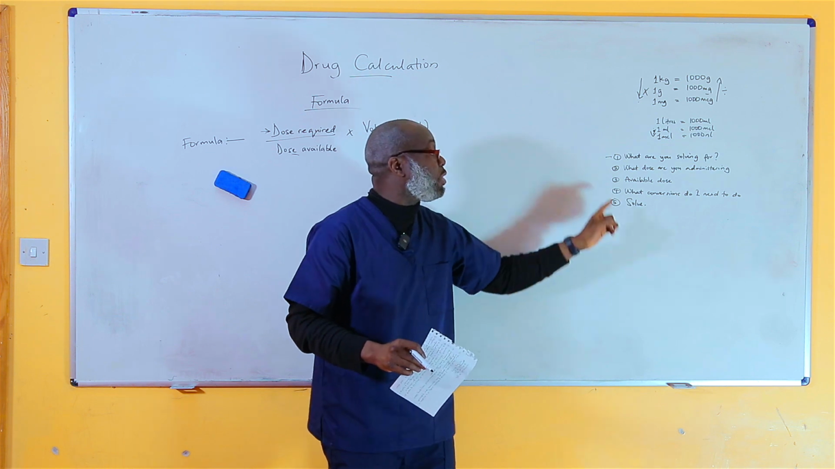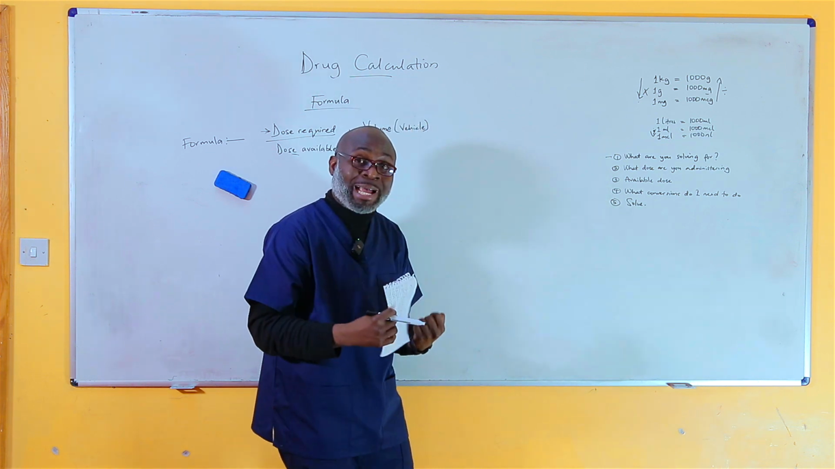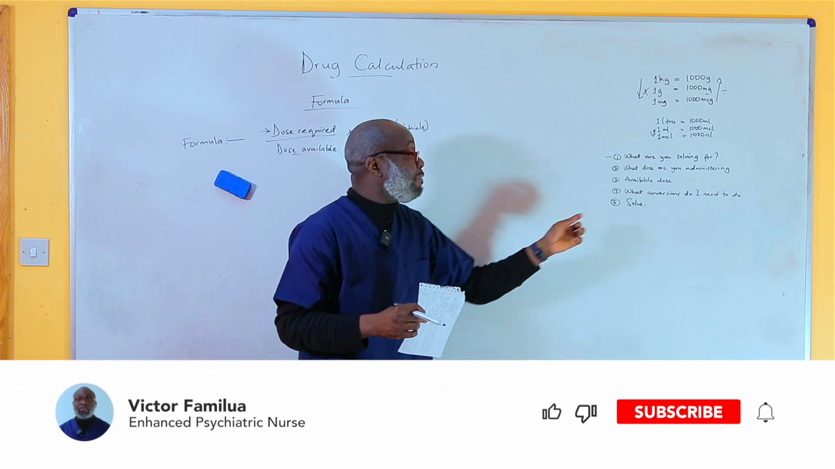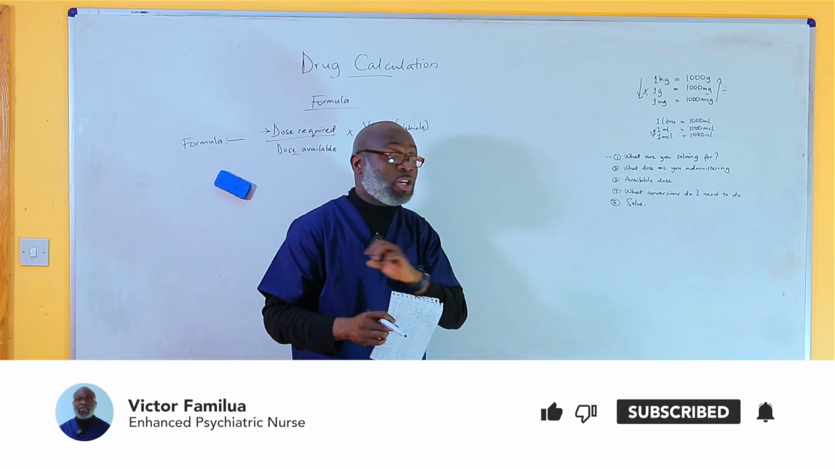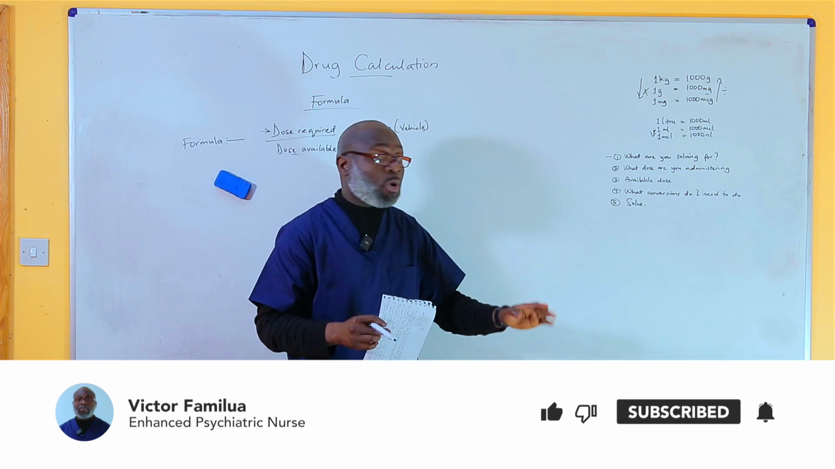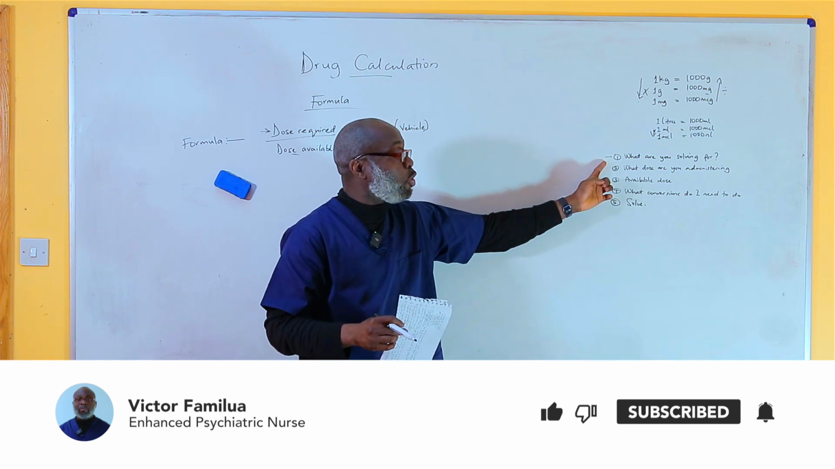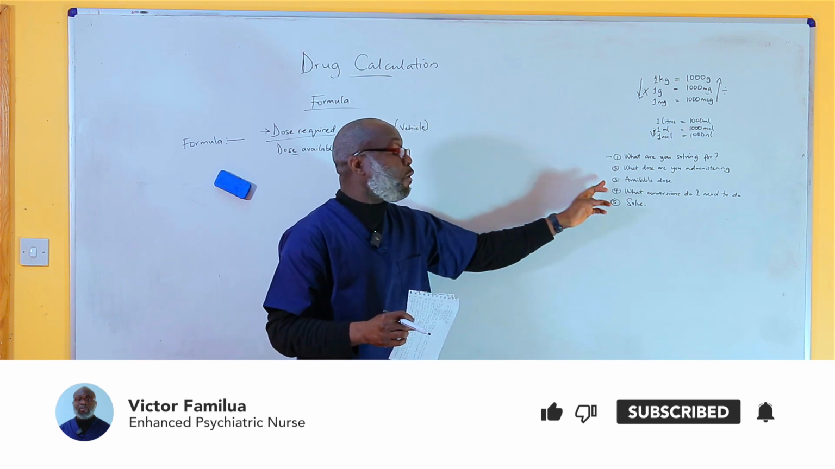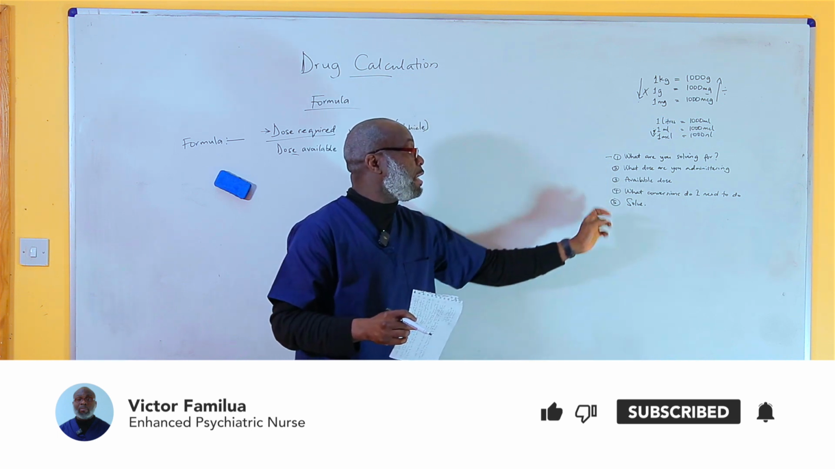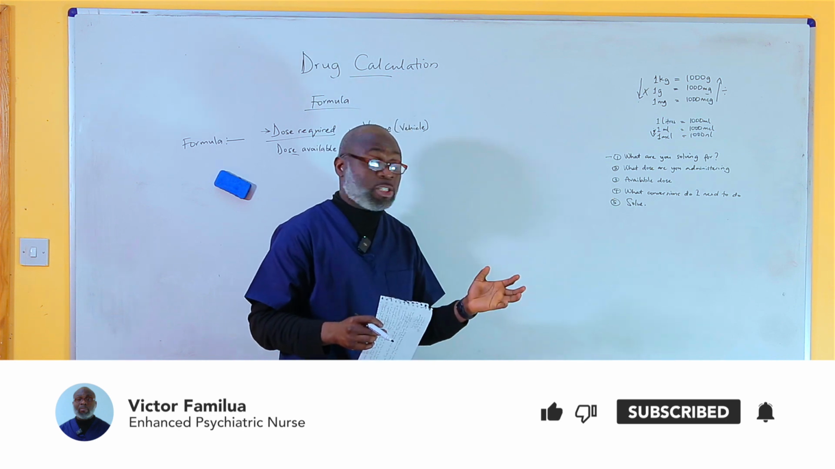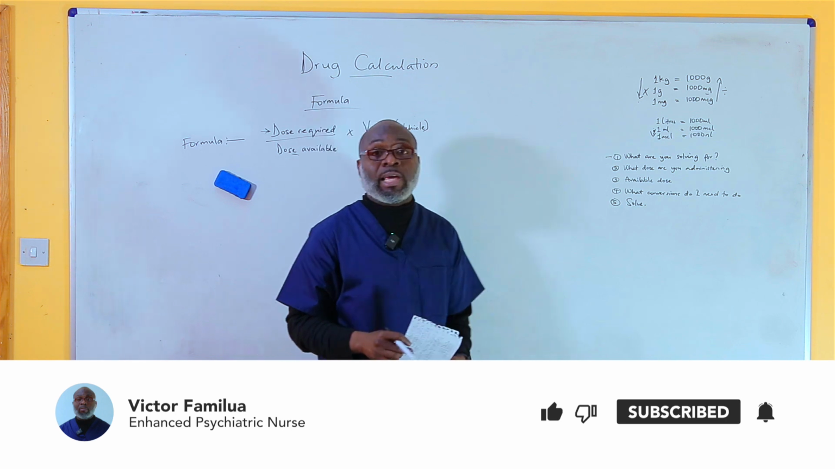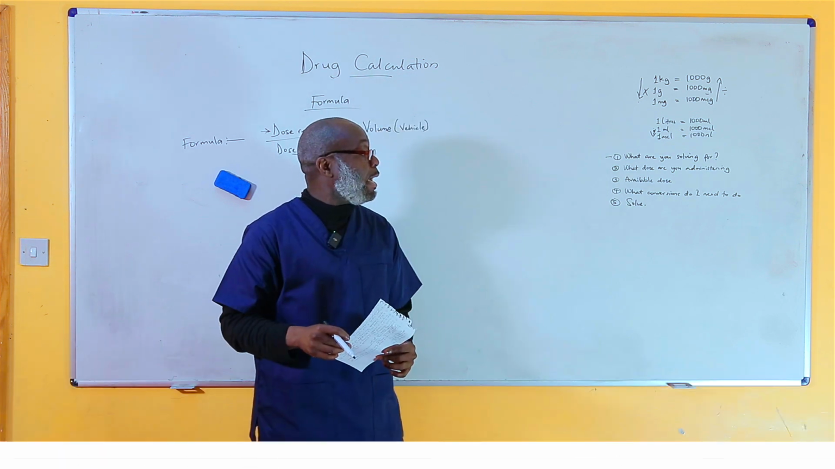What you're really administering, you need to know the available dose at hand. Then you need to know if there are any conversions that you need to do. If there are conversions and you didn't do them and you're just calculating, you're going to get it wrong. So check for what you're solving for. Check for the dose that you're administering. Check for the available dose at hand. Then check for any conversions that you need to do. Then the next thing you need to do is solve. By the time you solve it, you're going to get the question right.